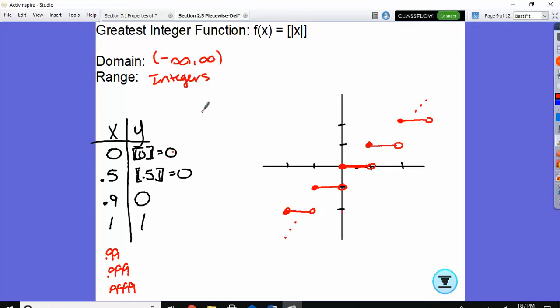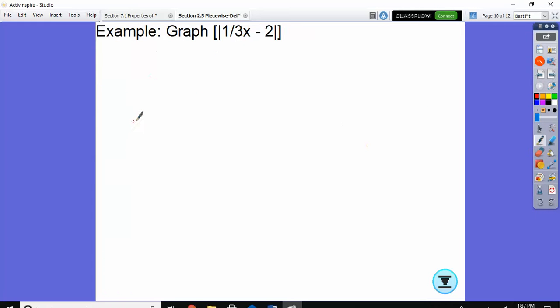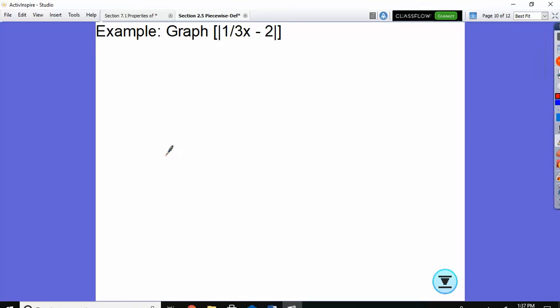Okay, Don't let's do cry. another one. She's so fast. Alright, so I have the greatest integer of 1/3 x minus 2. Did you say that? Fast.